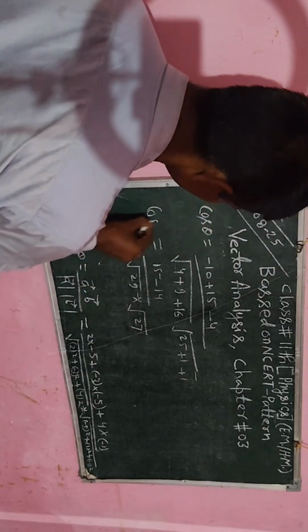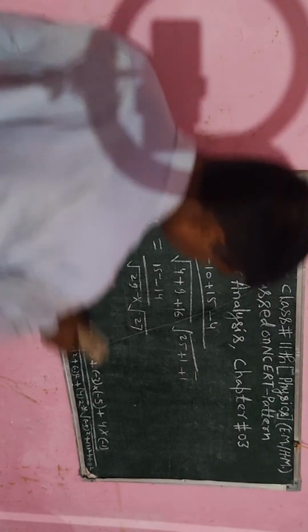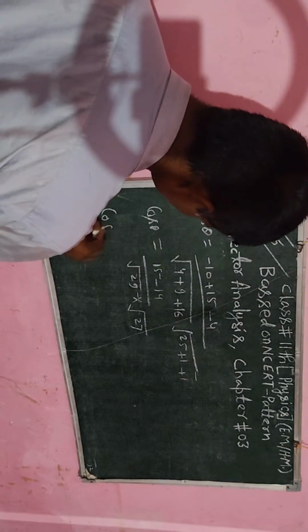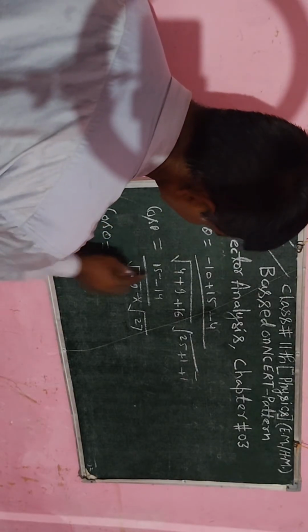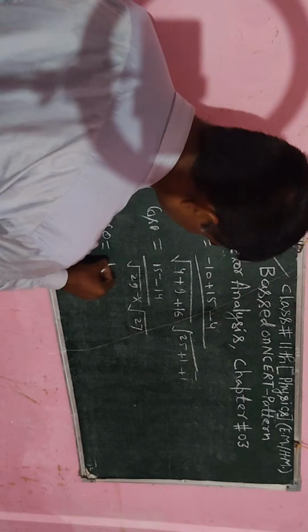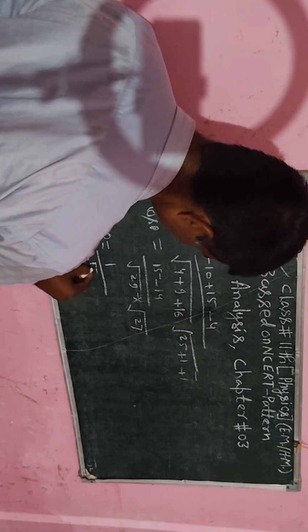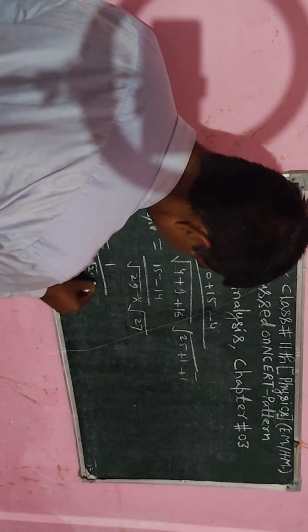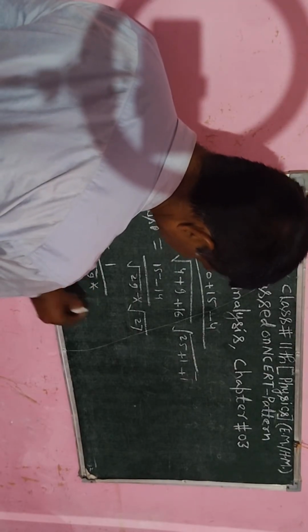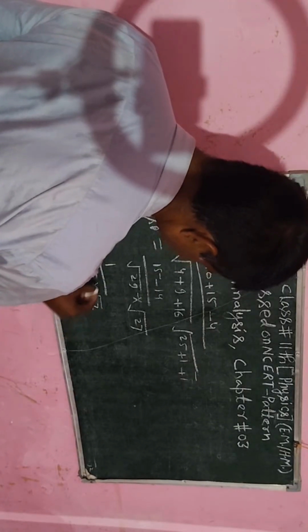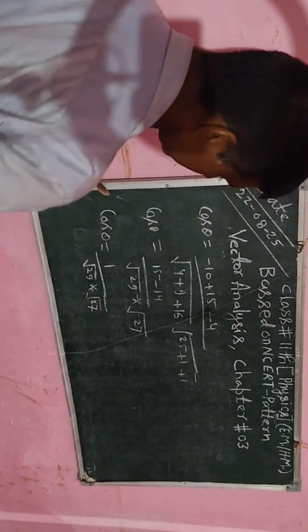So here I will simplify again. Zero data I am going to erase. So here I will write cos theta, which is equal to 15 minus 1, that is 1, divided by 1 in this square I will write 29, and at the other place I will say 27. So this is the required value.